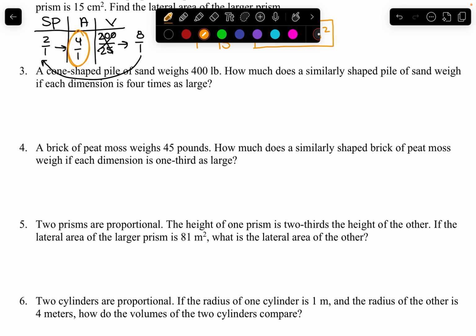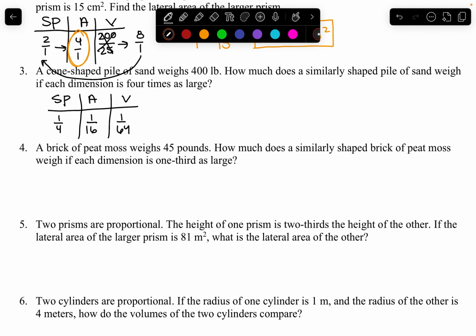Number 3, a cone-shaped pile of sand weighs 400 pounds. How much does a similarly shaped pile of sand weigh if each dimension is 4 times as large? So we are going from a 1-to-4 ratio when we talk about the dimensions of these cone-shaped piles of sand. So if it's 4 times as large, I'm going from a 1 to a 4, which means my area would be 1 to 16. And then this would be a 1 to 64. So I just get to move straight across my SPOV chart.